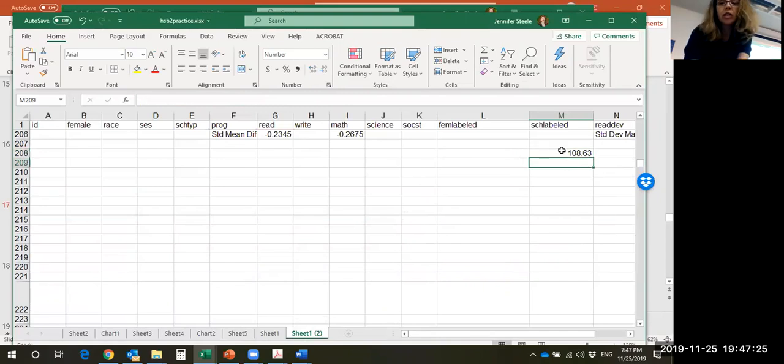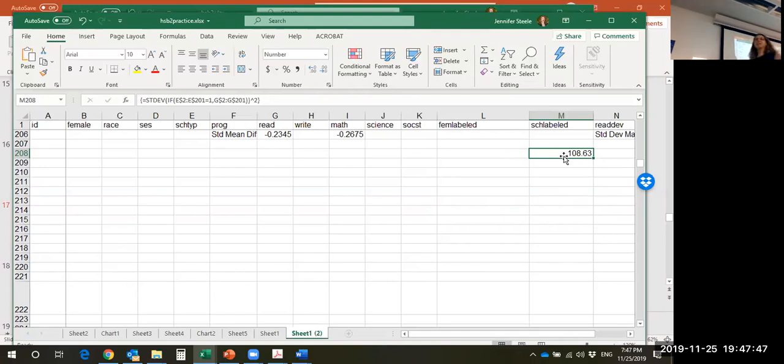It calculated it. So I had to click up here in the formula bar and at the same time hit Control Shift Enter. What it did is it told Excel to process that equation, to process that formula. Otherwise, it didn't want to process it. It just added squiggly brackets.